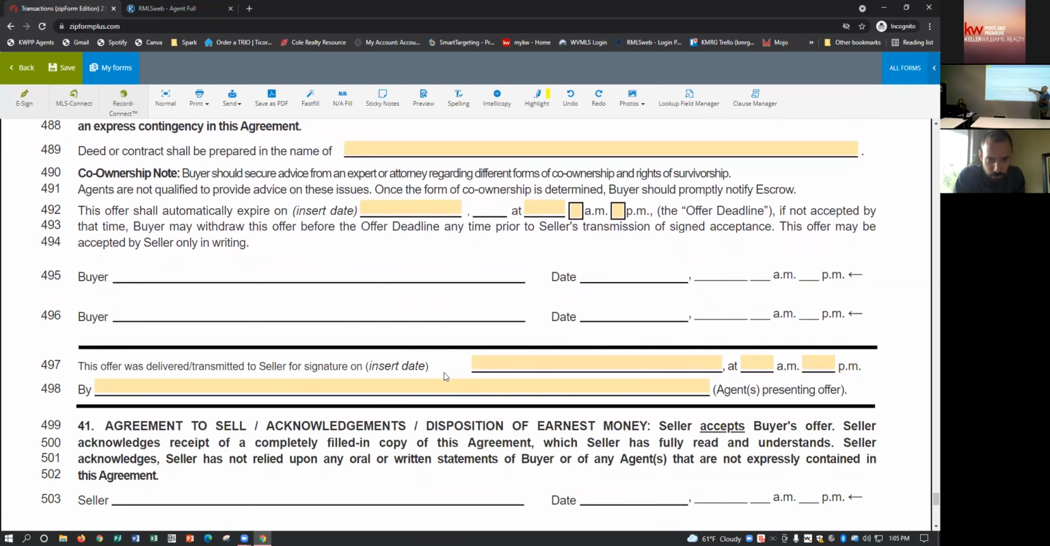This is for the seller's agent to fill out. The date and time they sent it over. What happens if you get this back and that's not filled out? You should send it back, but I don't. I don't care. I think I always send it back next time.